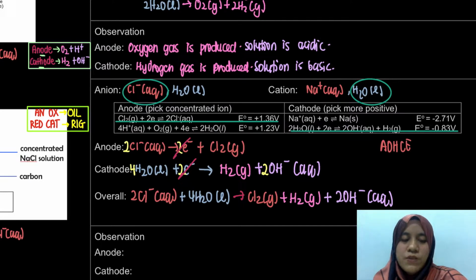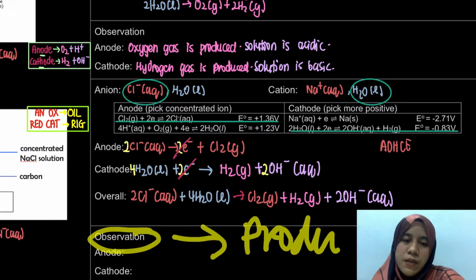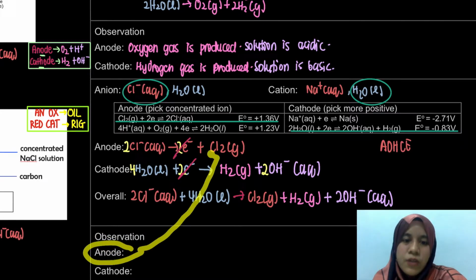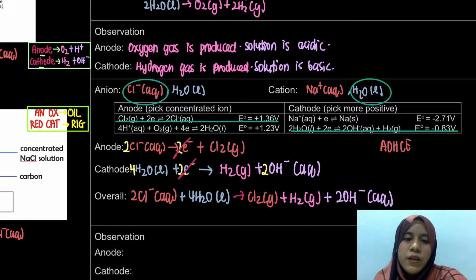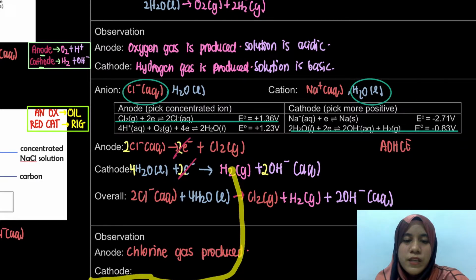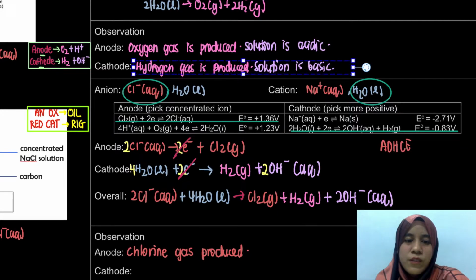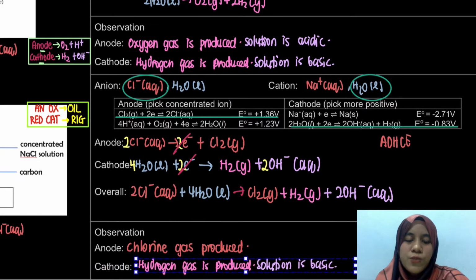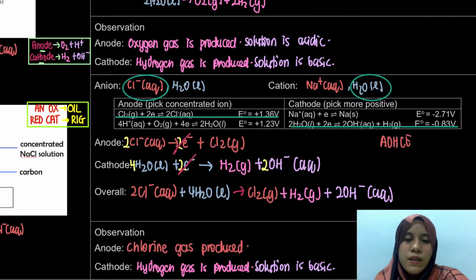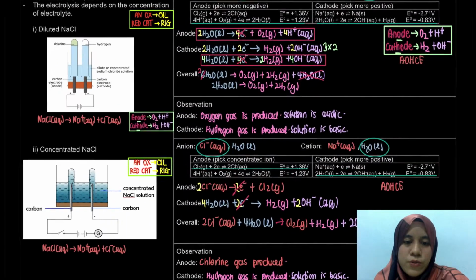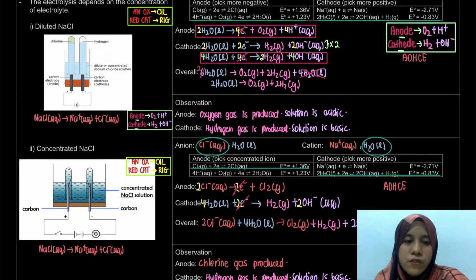How about the observation? Observation must depend on the product. So for the anode, we have chlorine gas, so chlorine gas is produced. How about the cathode? For the cathode, we have H2 gas and OH minus, so the same as the previous one. I'm just going to copy and paste. Hydrogen gas is produced and the solution is basic. So that is for the case of concentrated NaCl.